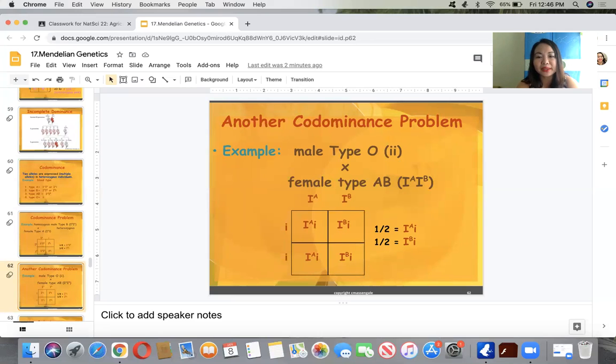So another codominance problem is when you cross male type O with female type AB, so the combination using the Punnett square would be 2 IAi and 2 IBi, 1/2, 1/2.